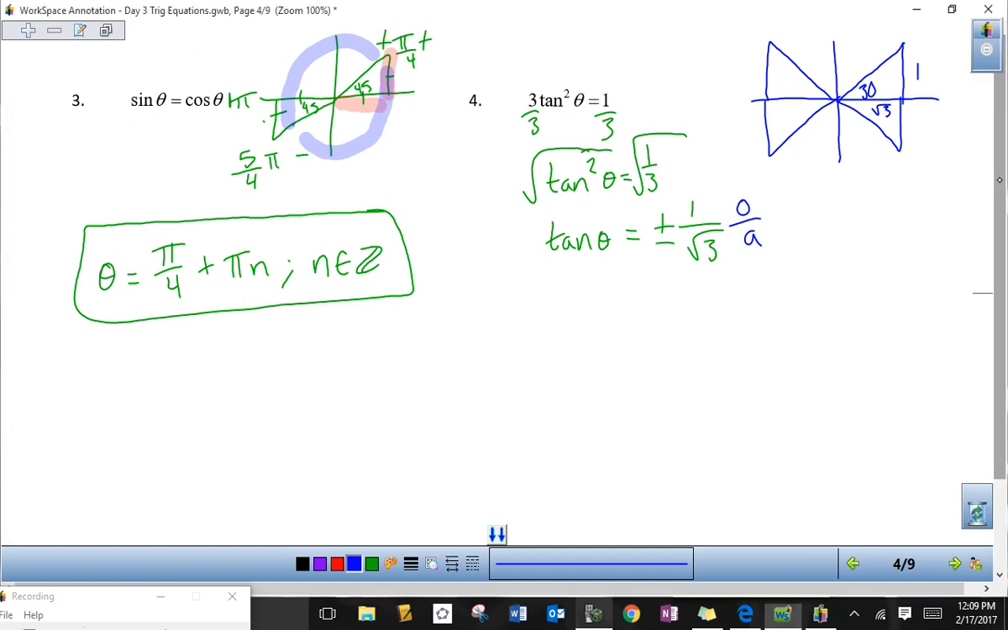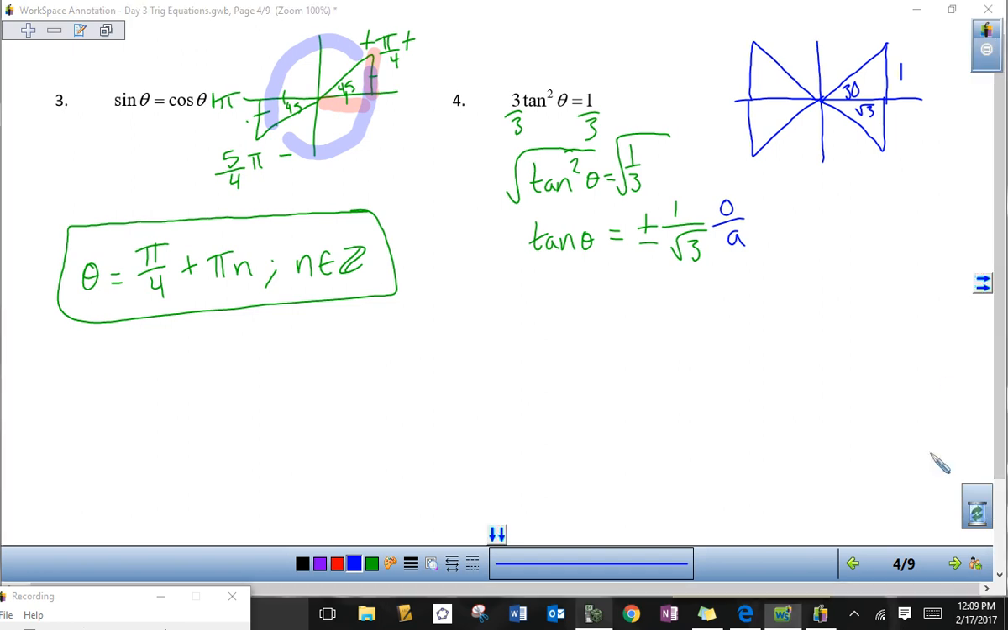Okay, and I'm going to go take a look up here. 30 degrees is pi over 6 in radians. Okay, then here, remember this is pi straight across, and if I want pi over 6 less than that, that's just 1 minus 1/6, or 5/6 pi.